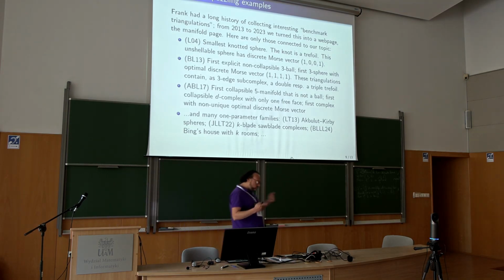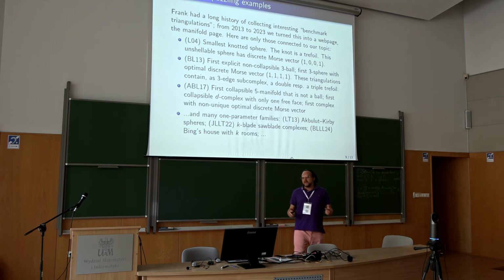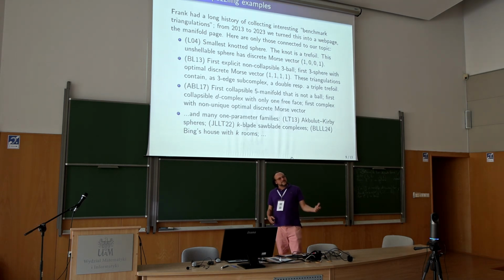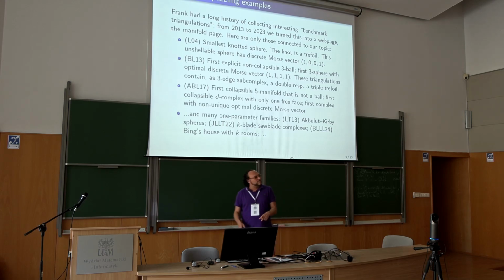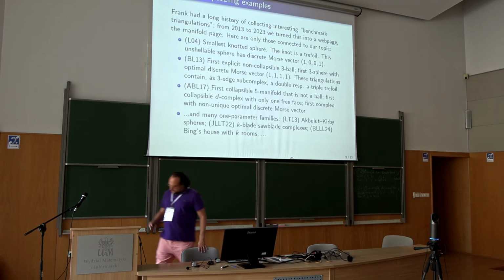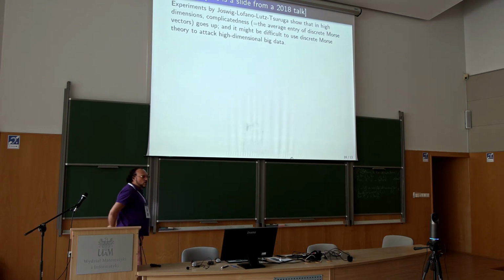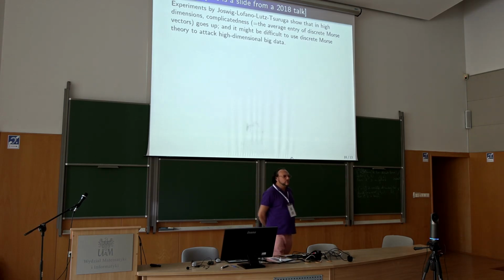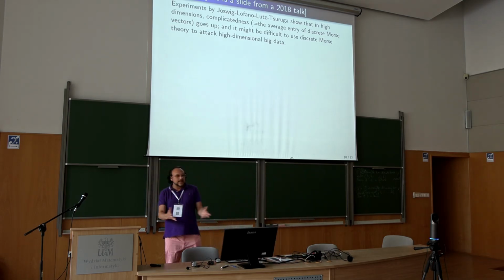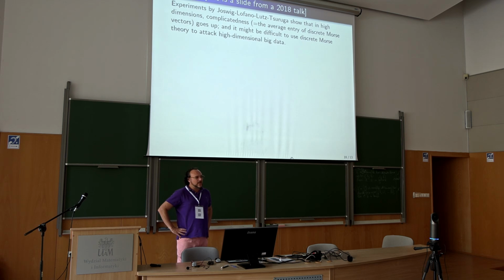It's kind of a two-sided thing. If you have smart examples, you can use them to test algorithms, and with smart algorithms, you can use them to create smart examples. It goes both ways. So in 2018, I gave a talk, and I had to report basically some problem about this algorithm, this discrete Morse theory reduction algorithm that I explained.